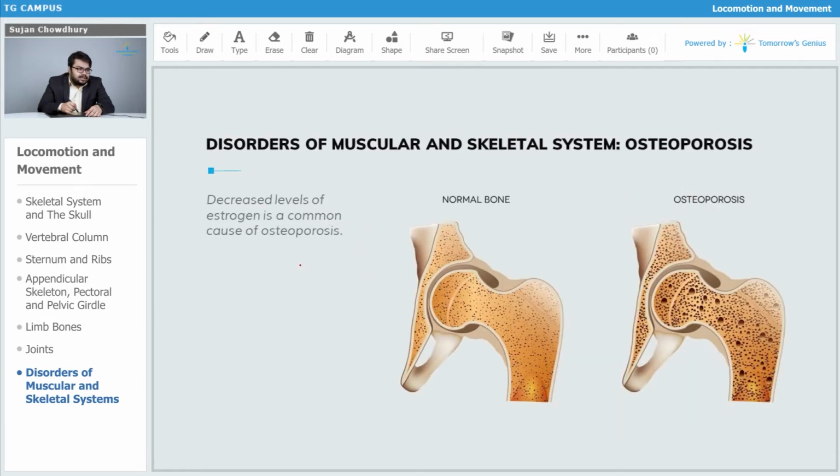Decreased level of estrogen is a common cause of osteoporosis. Estrogen, as we all know, is an ovarian hormone. When the concentration of estrogen drops, at times it contributes to the disease osteoporosis.